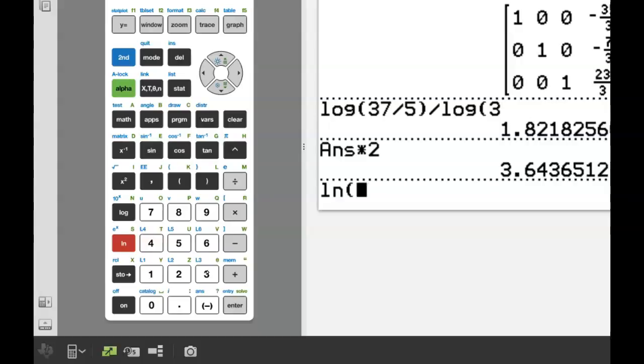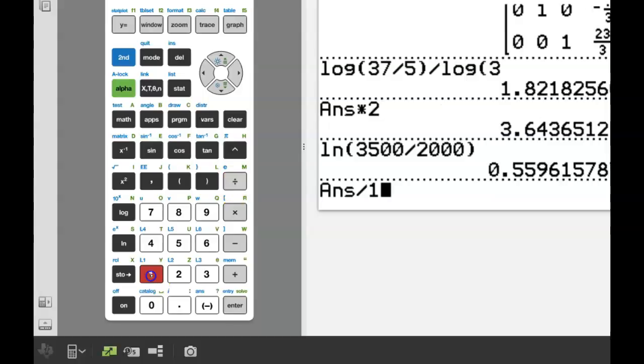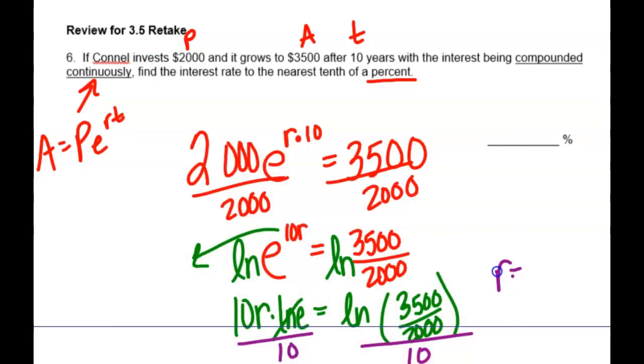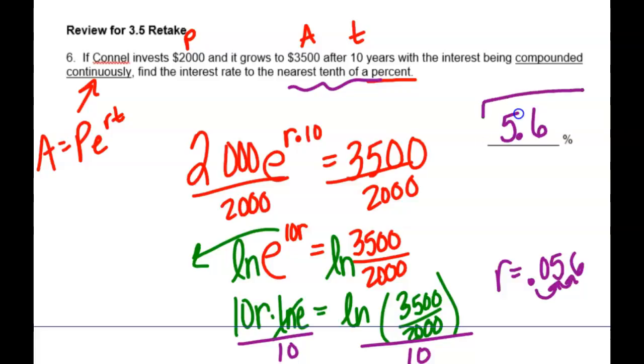I totally just blanked. 3,500 over 2,000. And then that number needs to be divided by 10. Okay, so 0.056. I got r equals 0.056. 3 places there because then it says to a 1/10 of a percent. Yes, you're going to move it twice and make it 5.6 because the blank here has a percent sign.